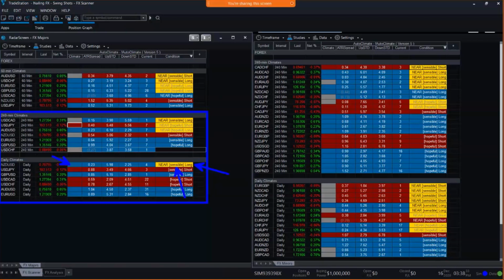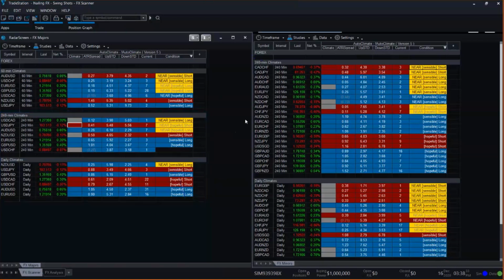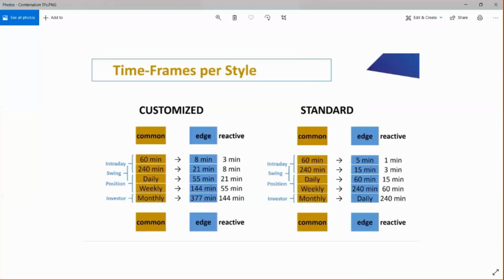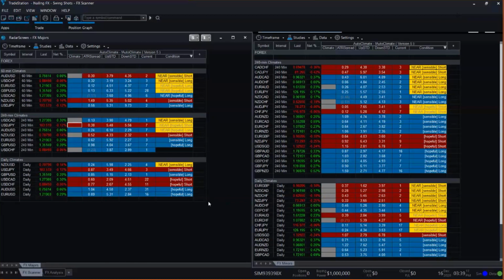So we can come over here and look at some other timeframes, other currency pairs. So we'll see at the top here, we have Canadian Swiss. So a 240-minute climate, which means we would be using a 21-minute, I believe. Let me double check that. Yep, 21-minute for our edge. So let's go and have a look at that. It might be that nothing lines up, but let's have a quick look.